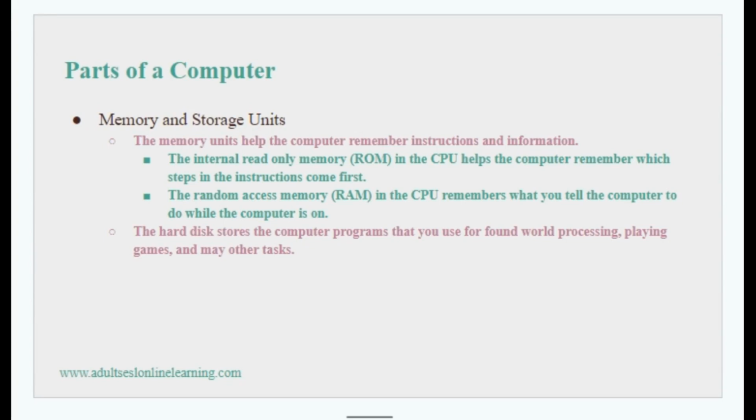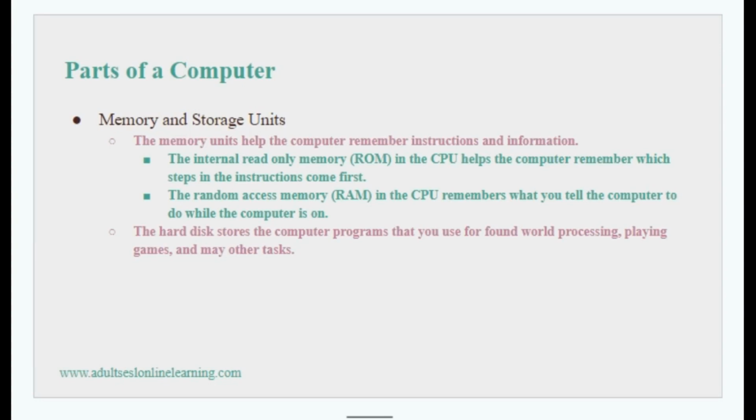The random access memory, RAM, in the CPU remembers what you tell the computer to do while the computer is on. It is a temporary form of memory. Another type of memory unit built into the motherboard is called the Basic Input-Output System, BIOS.